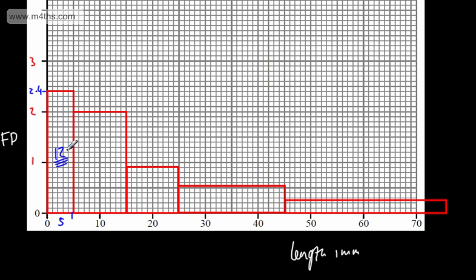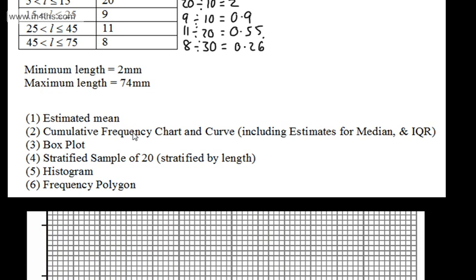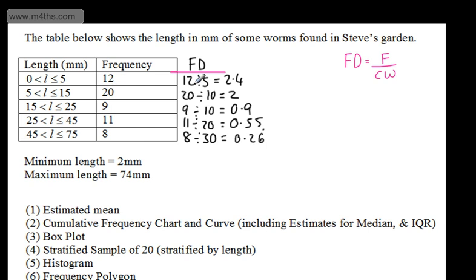That gives me the number of people, or in this case, the number of worms that were in here. If I look at this one, I've got 2. And the class width is going to be 10, this distance from here to here. 2 times 10 is 20. If I kept going through this, we would get the frequency back. We can see 12 and 20.